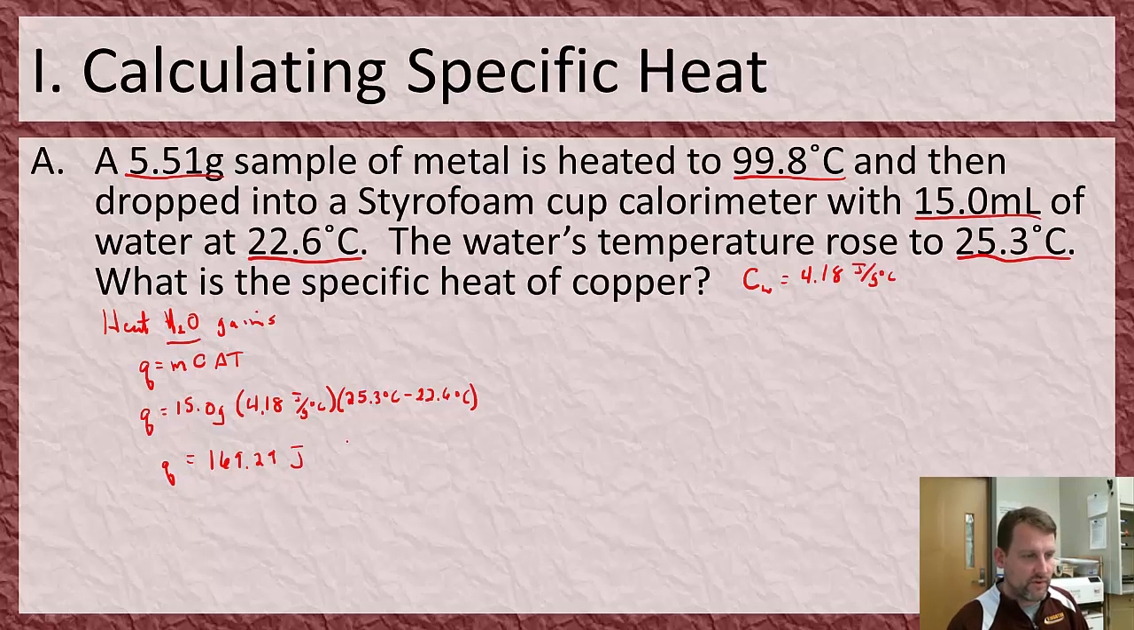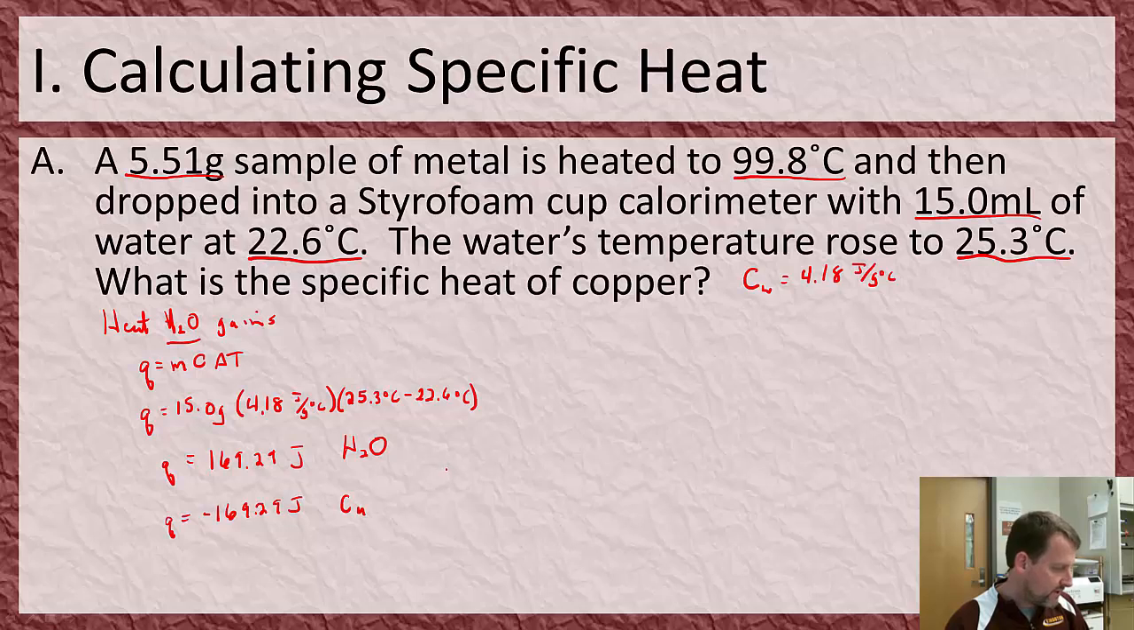Now this is for the water, so I'm going to put H2O here. For the metal, the Q of the metal is equal to the opposite of this, because if the water gained, the metal must have lost. So it's negative 169.29 joules, and that's for the copper chunk of metal. The same amount of energy, but the heat is going in the opposite direction. Here it's going into the water, here it's going out of the metal.